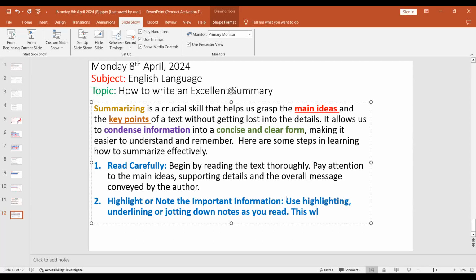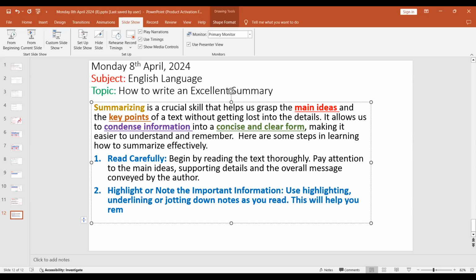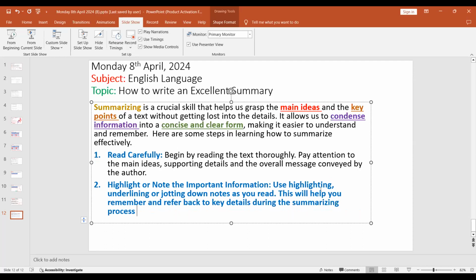This will help you remember and refer back to key details during the summarization or the summarizing process. So if they ask you to summarize, as you read, you want to highlight anything that stands out to you.